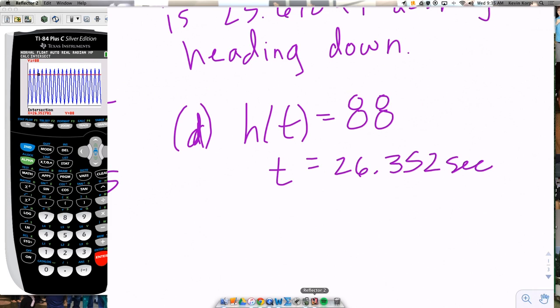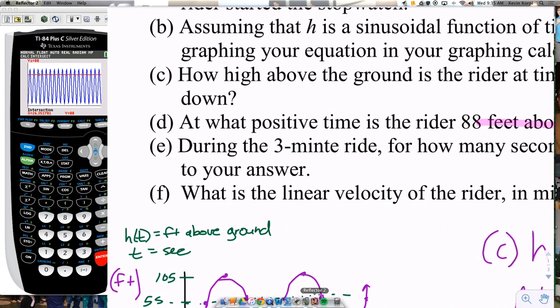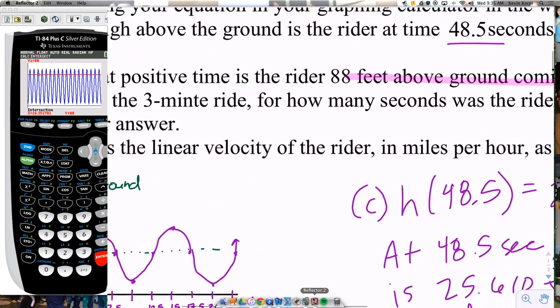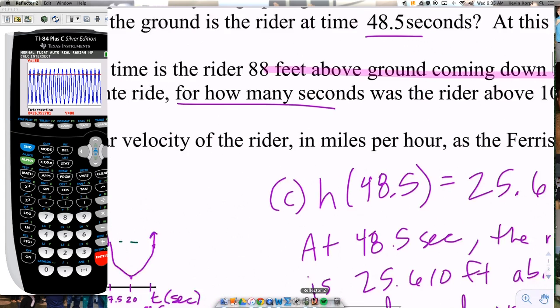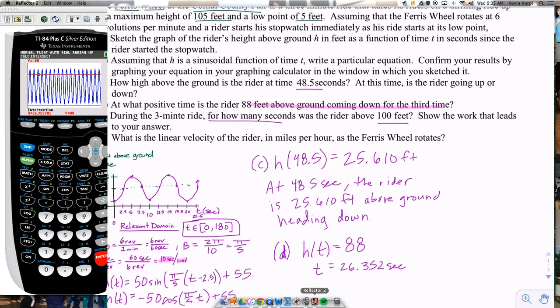So once again, we're using our calculator two ways. I either give you an input, which means you plug in a t value, you hit the trace, or you go to the home screen, or I give you a y value, and you're graphing it and finding a point of intersection. How much more do we have on this problem? Oh, E, I love this question. During the 3-minute ride, for how many total seconds was the rider above 100 feet? Well, that's kind of interesting. Show the work that leads to your answer.